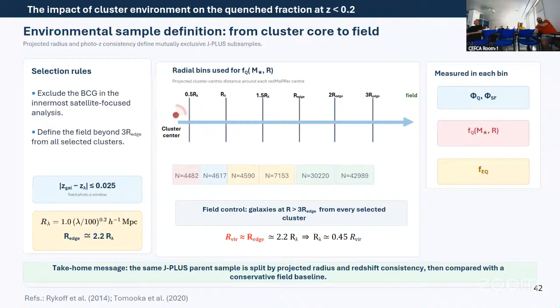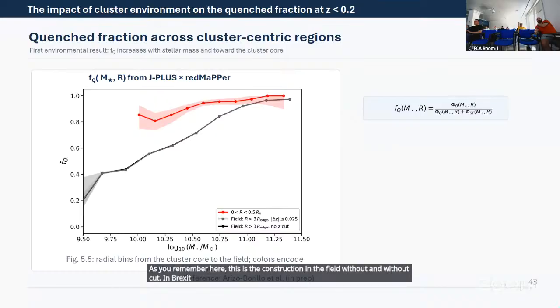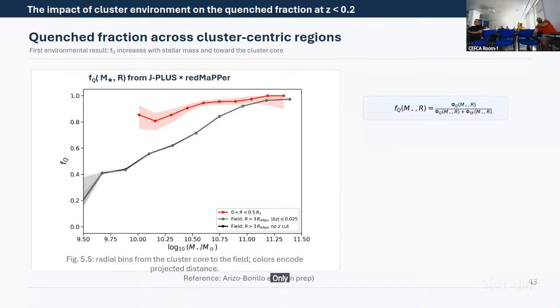So the main result of the thesis, and we will see very nicely here, is the difference in the field compared to the innermost part of the galaxy cluster. As you remember, this is the construction in the field with cut and without cut. In redshift, basically there is no difference, only in the lower part of the mass. And we can see here the gap. This is the main part. From here we can derive a lot of conclusions.